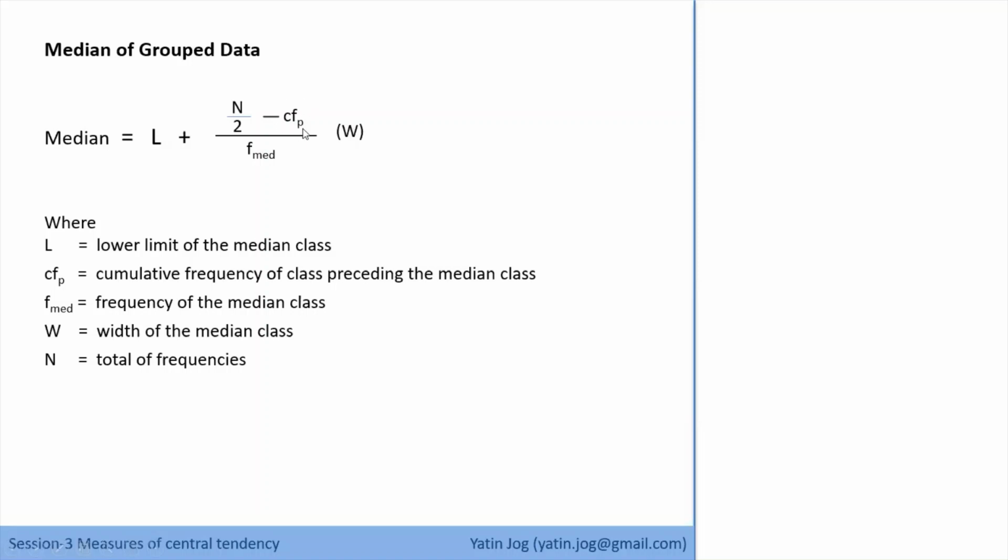So here you can see another use of cumulative frequency. We need cumulative frequency to calculate median. If you want, you can take a screenshot of the screen, or write down this formula and the meaning, so that when you go to the next slide, you can understand the meaning of each notation. If you are finished, then we'll go to the next slide.